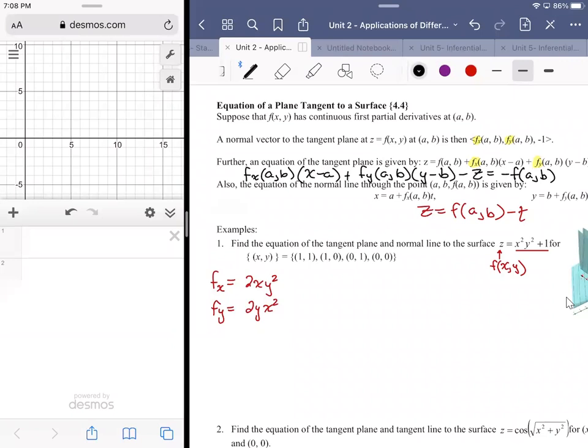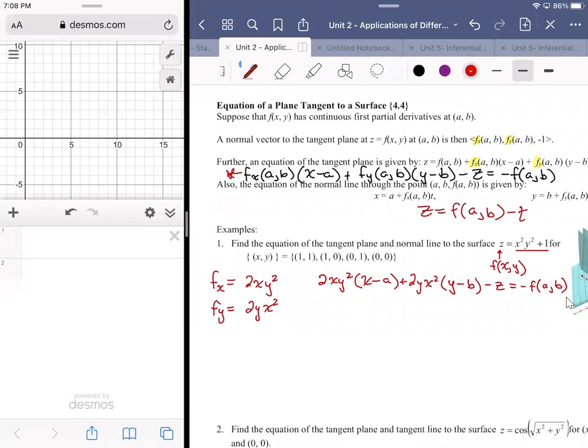Okay, so f sub x times x minus a. Well, I would need my a values, but I can actually start writing it in immediately so I have a model to work on. So 2xy squared times x minus a, plus 2yx squared times y minus b, minus z is equal to negative f of a comma b. So I'm working off of this model here, a slight variation of it.